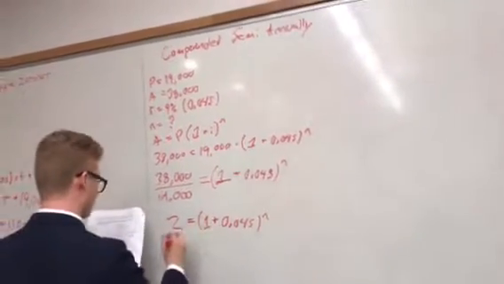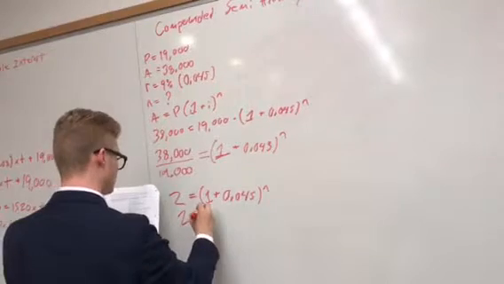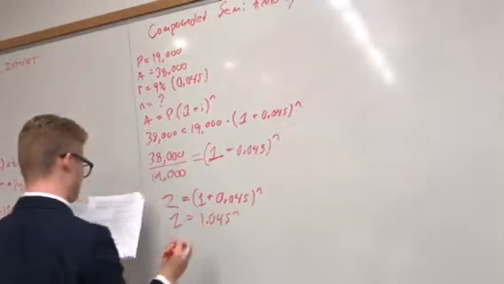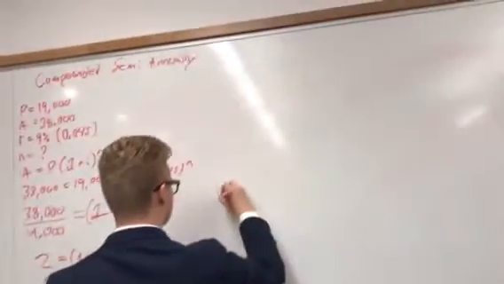And then now is where we solve this part, so it'll just be 2 equals 1.045 to the power of n still. And then we have to do some guess and check.